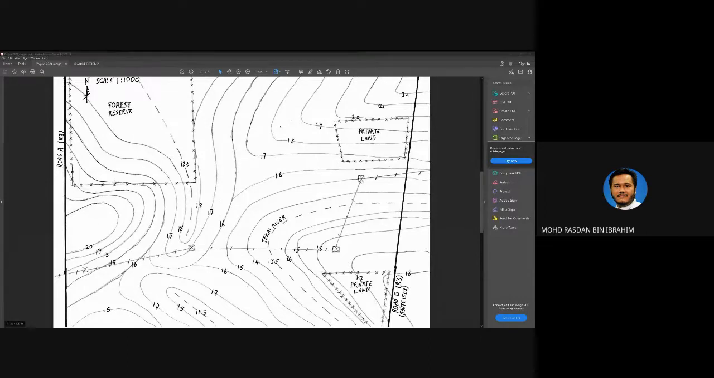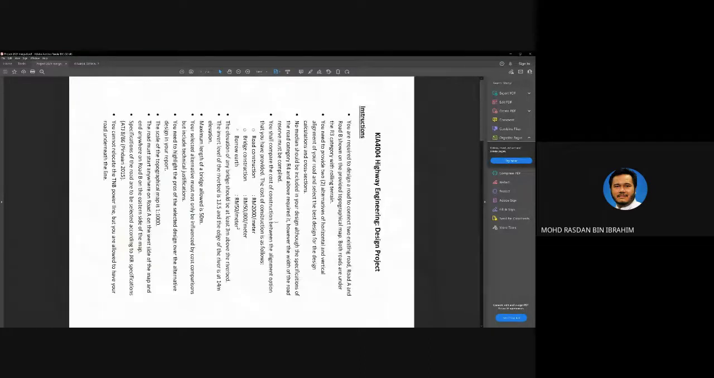Which screen do you see now? This is your question, the question for your project.